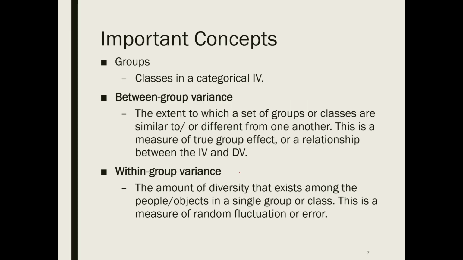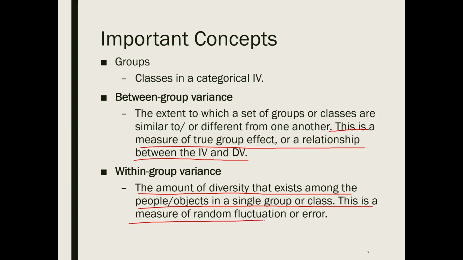Before we go into the examples, we need to understand some basic concepts of ANOVA. Concept 1 is the groups, the classes in the categorical independent variable. This divides the data into different subsamples. Another term is between-group variance. It's the extent to which a set of groups or classes are similar or different from one another. This is a measure of the true group effect, or a relationship between the IV and DV. Within-group variance is the amount of diversity that exists among the people in a single group or class. This is a measurement of random error.